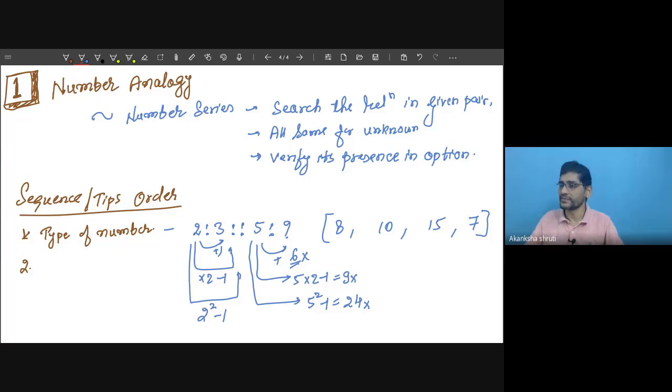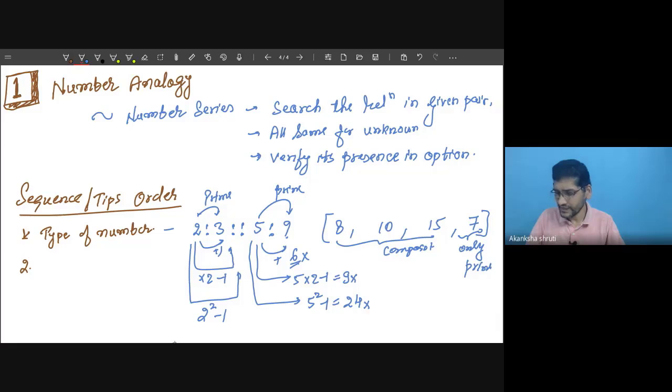So the question is very simple, but students are always committing mistakes in such a simple question. What is that? Here we are getting 3, this is the prime. The other relation is also prime. Search for the prime. Is there any prime in the options? Yes. 8, 10, 15, these are composite, but only 7 is the prime. So here the correct option is 7.